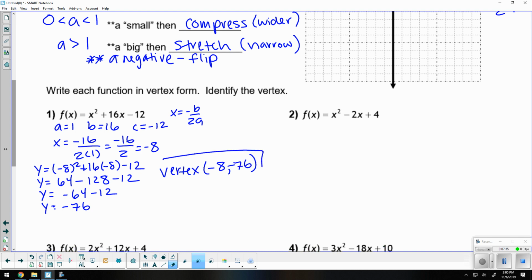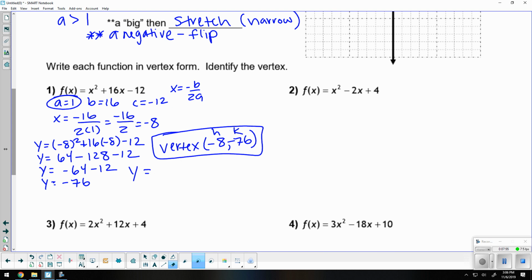But how would that look now in vertex form? Okay, so if you put these where they're supposed to be, again, this is your h, and this is your k value, technically. So when you plug these into vertex form, you're going to have y equals, okay, your a value is 1. So if you want to write that out front, you can. You could put the 1 here. And then you'd have x minus your h. So that'd be -8 squared. And then plus your k, but since it's negative, we're just going to say -76.